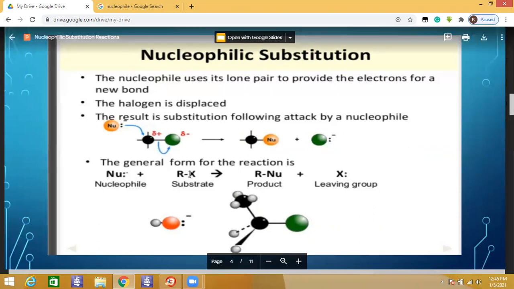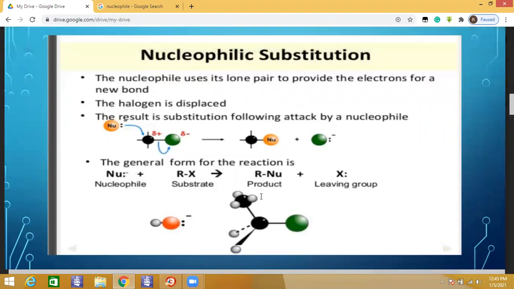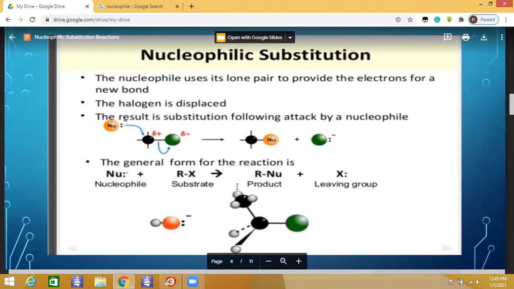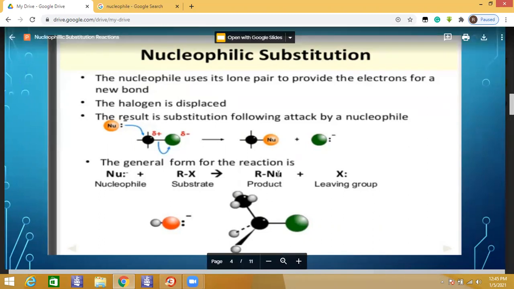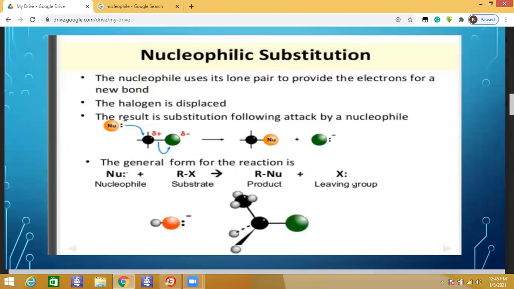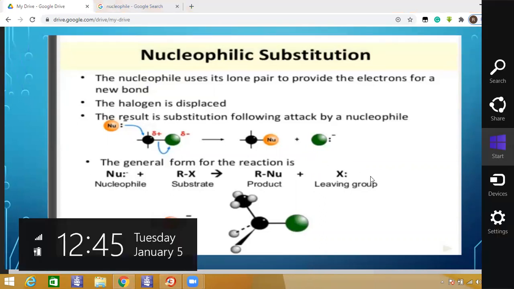So this is the general form of this reaction: a nucleophile attacking a substrate molecule, and the product formed depends upon the nature of the nucleophile which is attacking. Different products are synthesized by this nucleophilic substitution reaction. The halogen leaves behind as a leaving group.